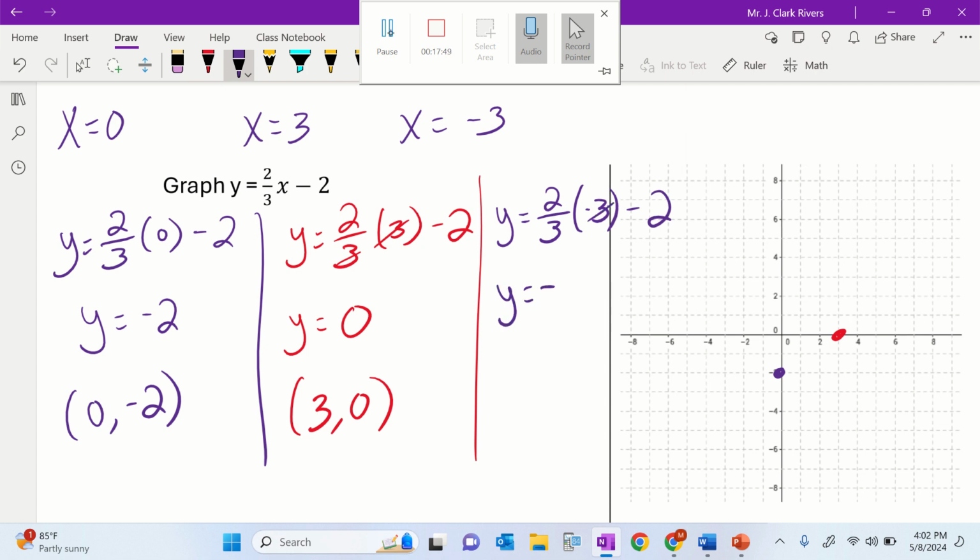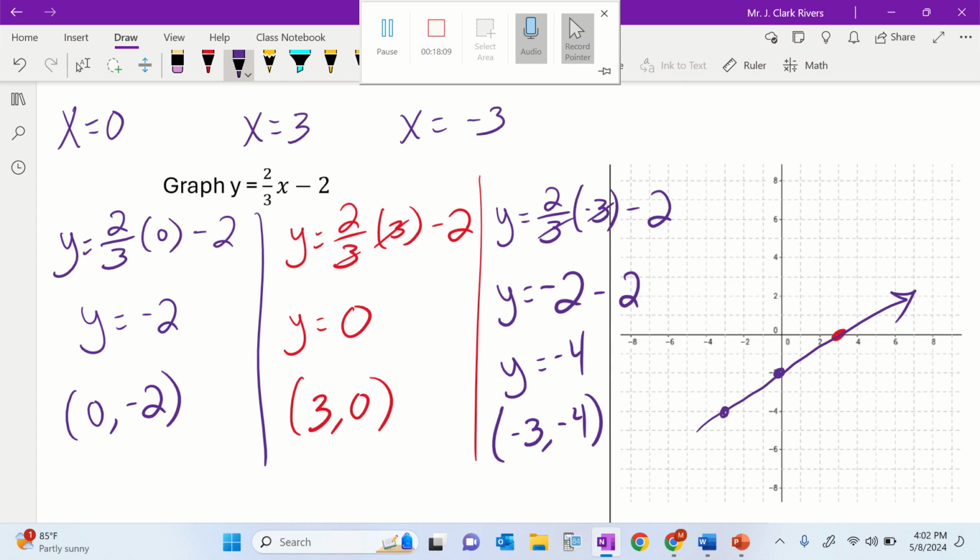3 over 3 is 1. We're left with 2. So negative 2 minus 2, y equals negative 4. So when x is negative 3, y is negative 4. So again, negative 3, negative 1, 2, 3, 4. And if you did it right, which I did, it should create a straight line like that.